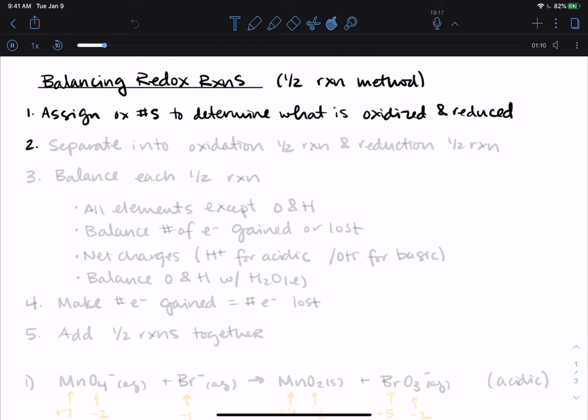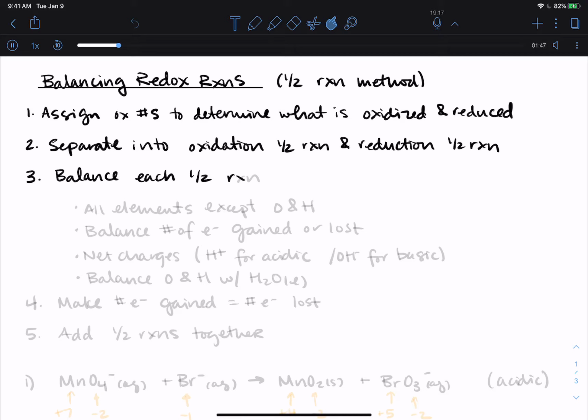The second step is to separate the one reaction that you were looking at into an oxidation half reaction. So this will be a reaction that only shows oxidation and a reduction half reaction. And then we will balance the half reactions separately before we put them back together.